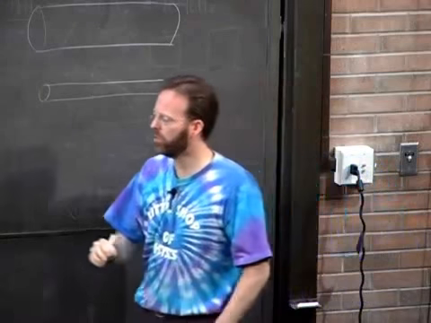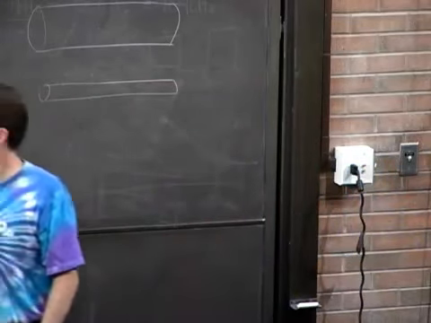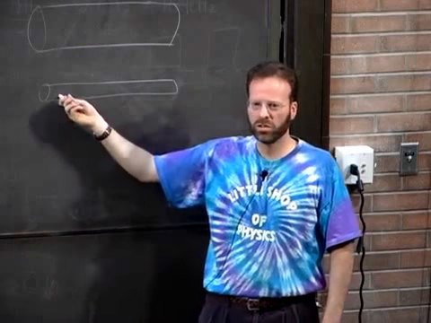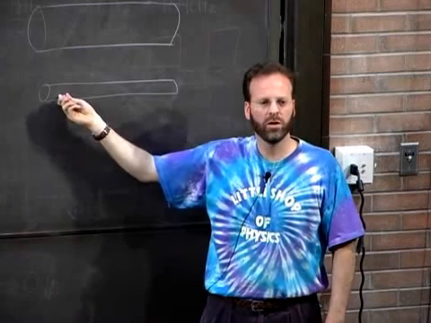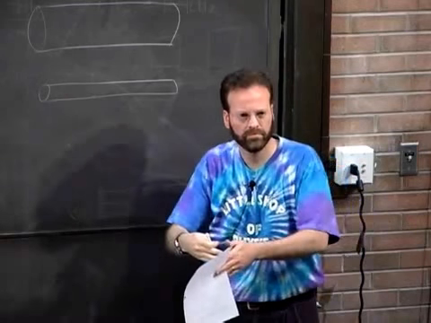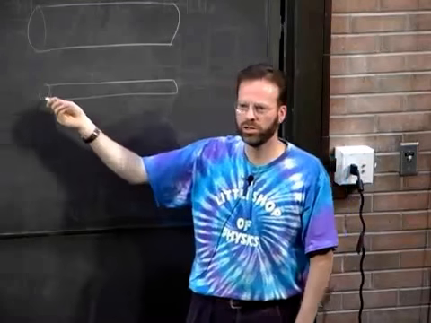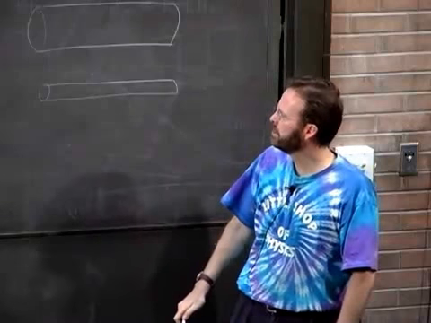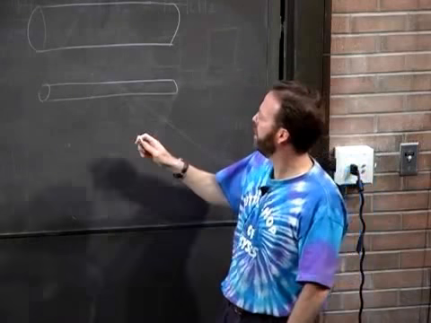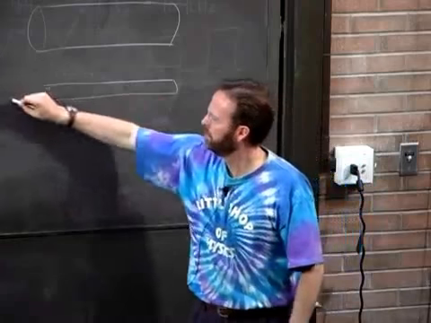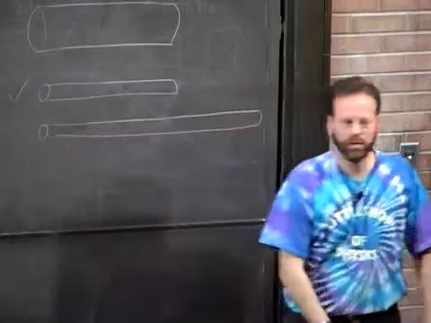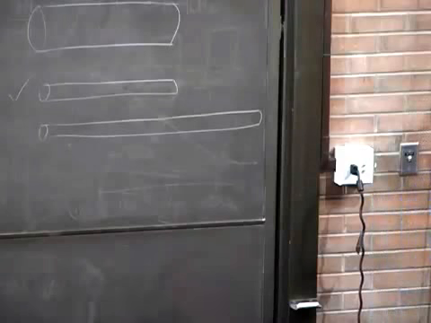Current is the flow rate of charge. And if you're pushing the same in each of these, it'll slow down as you confine it. Eventually the same charge can get through, but it won't go as fast. All right. What if you had this wire and that wire? Which one has more resistance?